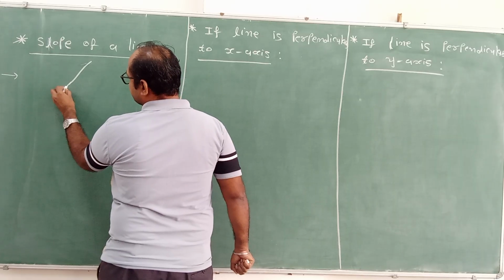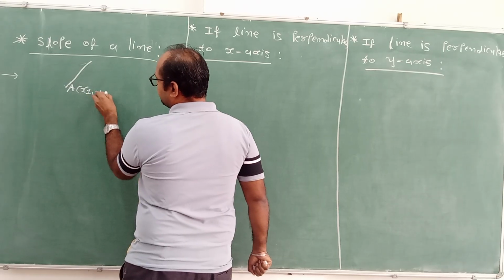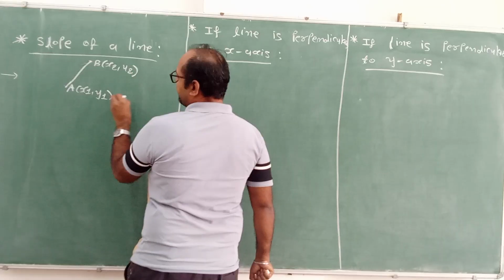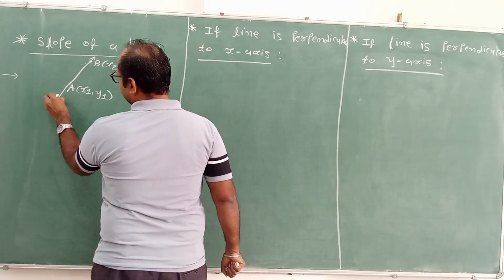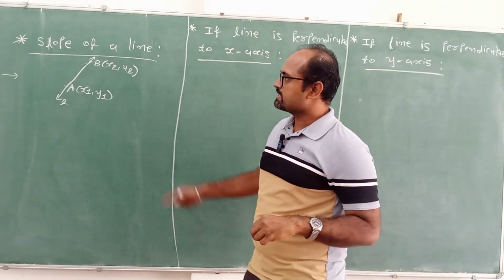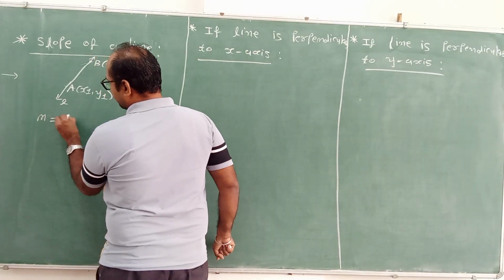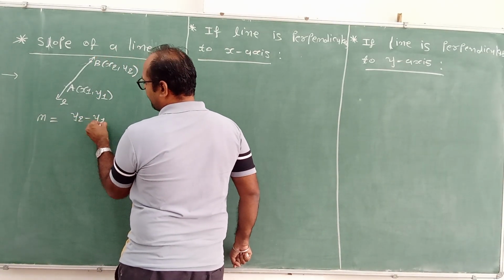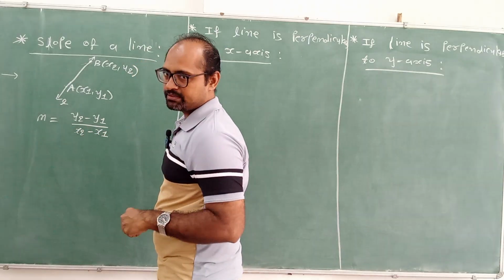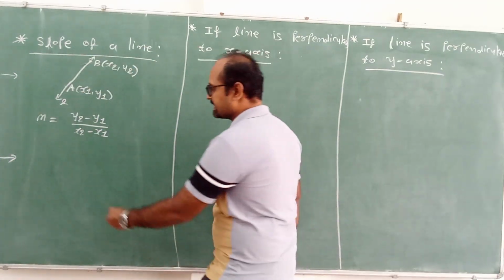Suppose we have two distinct points. We call the first point A, (x1, y1), and the second point B, (x2, y2). So we have two points and this is a line L, right? The slope of a line passing through these two distinct points is m equals (y2 minus y1) upon (x2 minus x1). That is the formula.